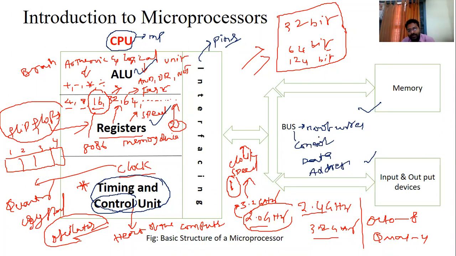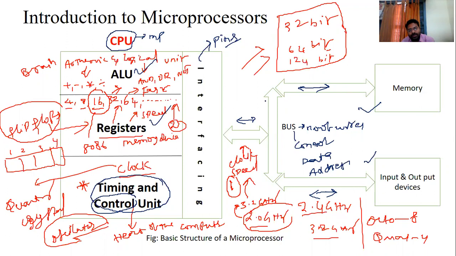We have different types of buses. As you see, the directions of the arrows are also important. Nothing but the communication is between the CPU and the outer side devices. At the same time, both side communication is possible. Remember, both side communication is possible.